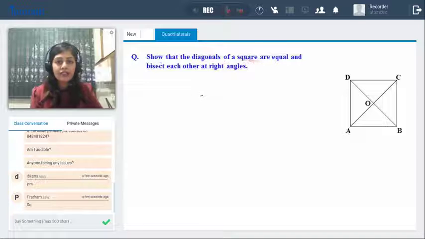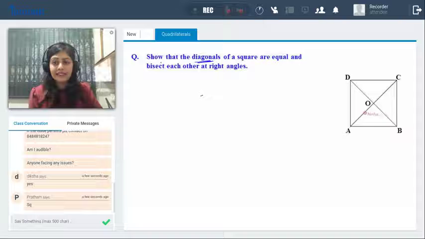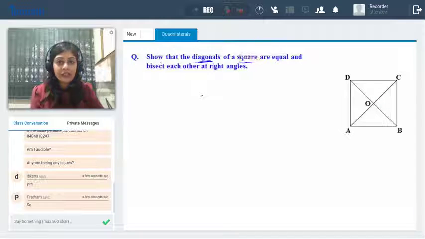Show that diagonals of a square. It's already known to us that ABCD is a square. Students, whenever you get any sum, especially sums which you need to prove, the moment something is given to you, please mark that in your figure. Or if the figure is not given to you, please draw a rough figure and mark the necessary things that you know about it. So the moment you know it's a square, what do we know about a square?